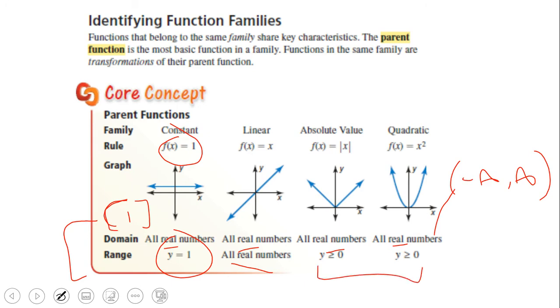Then for the answers that are y is greater than or equal to 0, well, if you're greater than or equal to 0, it means you're starting at 0, getting infinitely large. Parentheses for your infinities, and a bracket for your 0 because it's included.